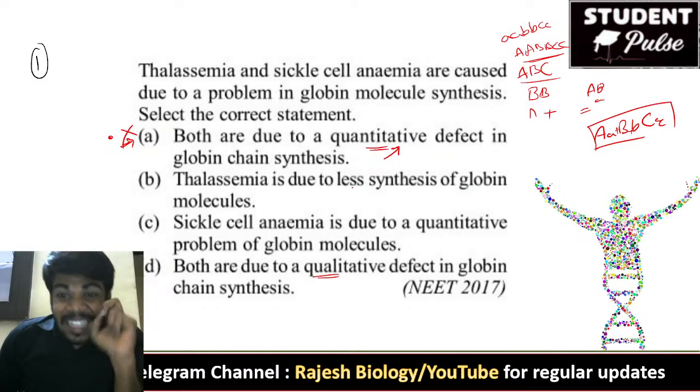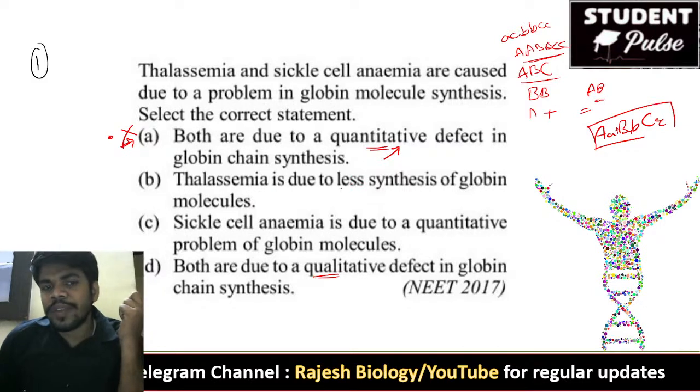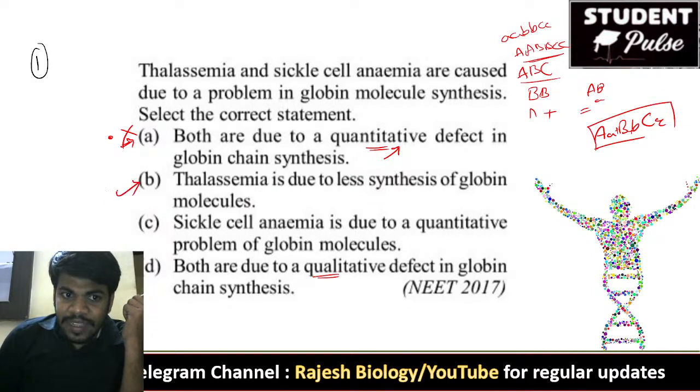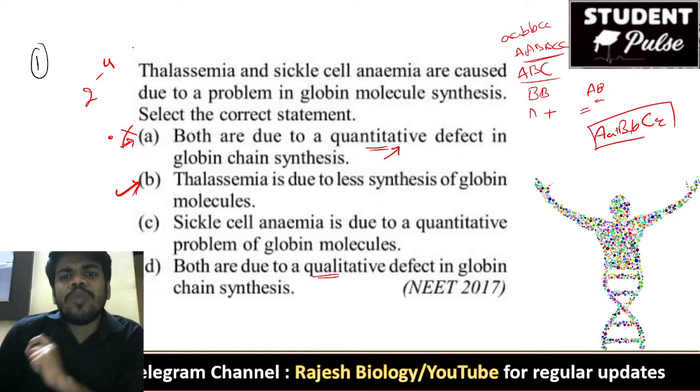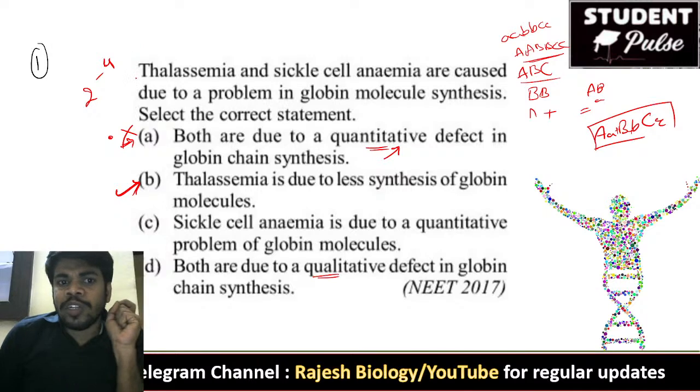Thalassemia is due to less synthesis of the globin molecules. Yes, that is right. Actually, thalassemia is quantitative. Two genes are there, that means 4 alleles are there. If more alleles are affected, fewer globin molecules are prepared. So B is the right answer for this question.